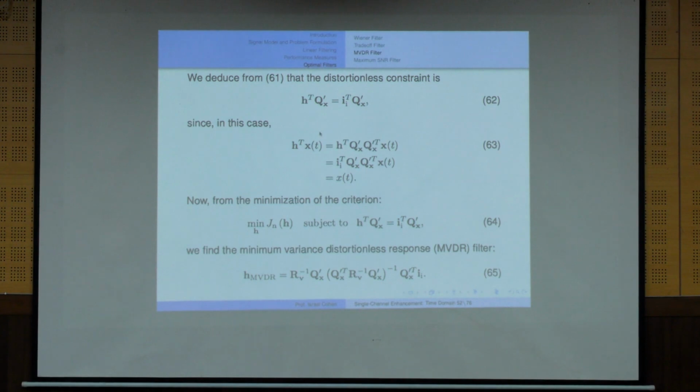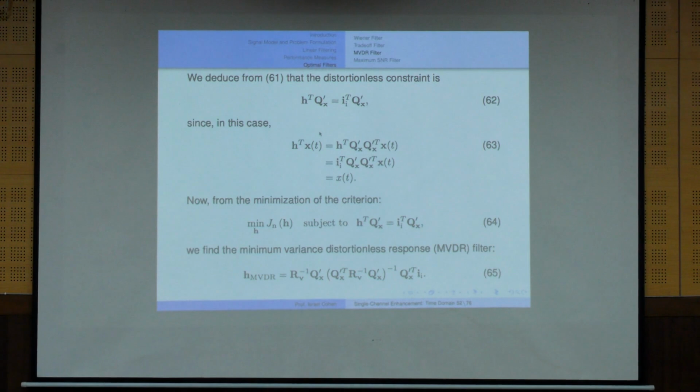You see it? This equation 62 is just like writing that H transpose Q xi equals Q xi for all i equals 1 to P. So here we have P constraints. The constraint is on the signal subspace, and the signal subspace is spanned by Q eigenvectors.